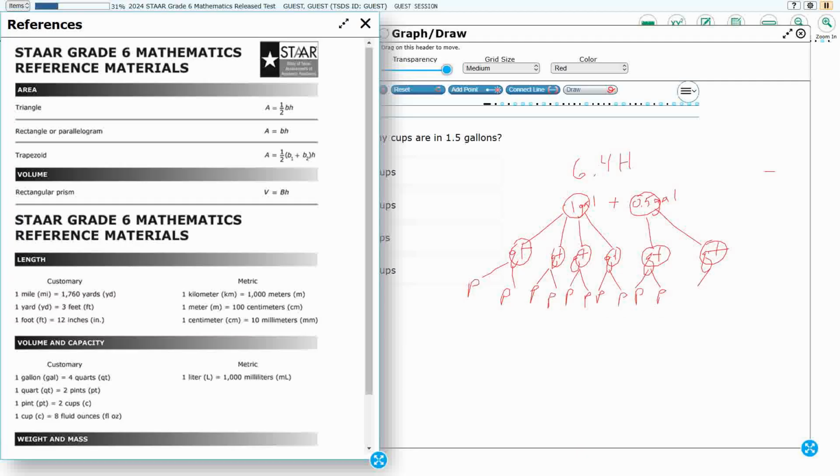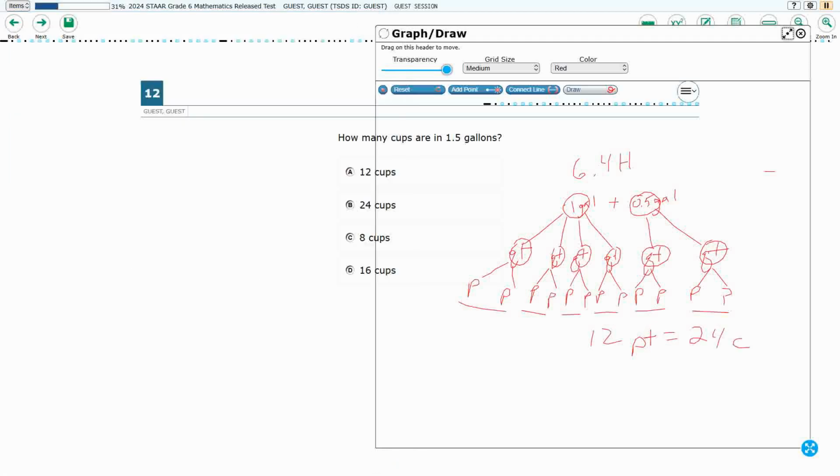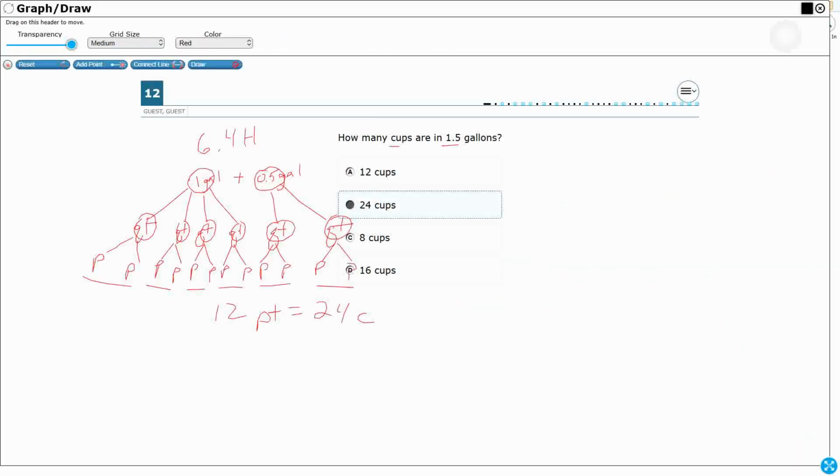Now, rather than drawing all that, what I can do is just count how many pints I have: 2, 4, 6, 8, 10, 12. So I've got 12 pints, and each pint's got 2 cups, so 24 cups. So that is going to be my answer. It's going to be B, 24 cups.